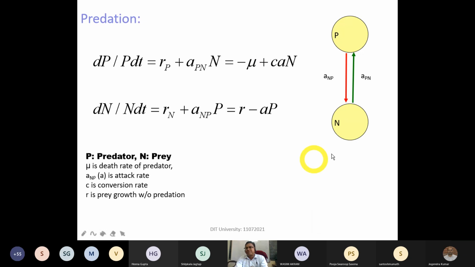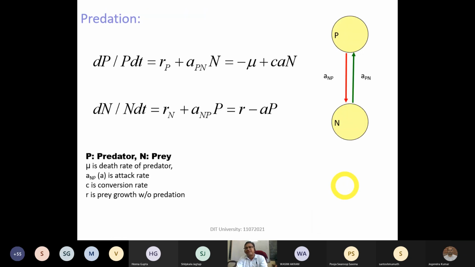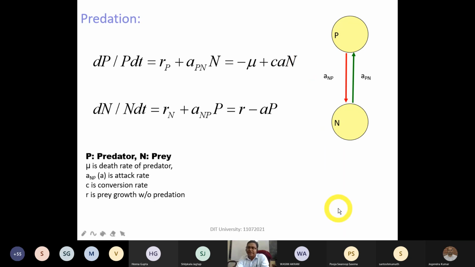Right. So how will we look at the solution of this type of system of differential equations? One of the easiest ways is to set dp by p dt equal to 0. Equating each differential equation to 0 will give me that at that point, at least, the prey or predator does not grow or decay.